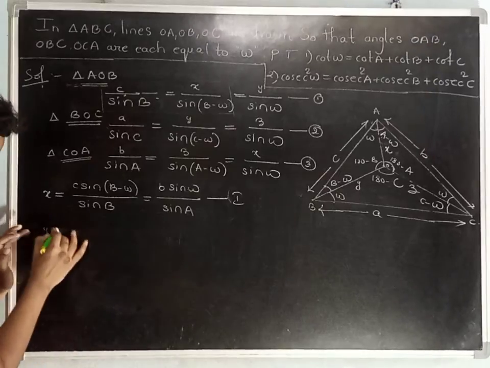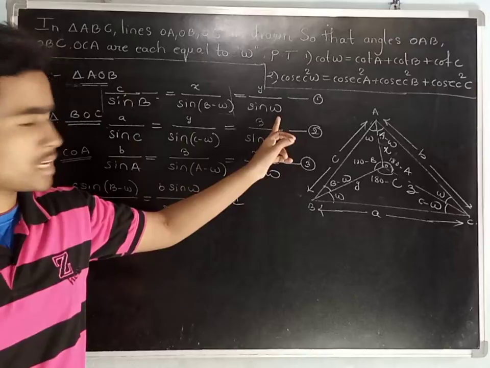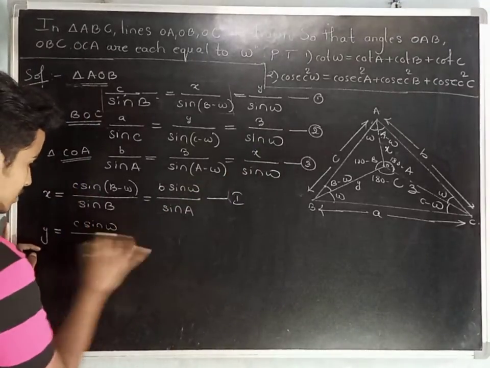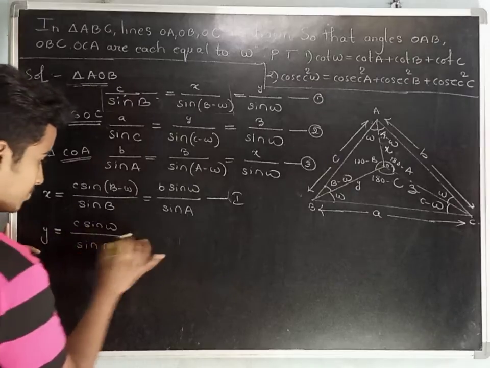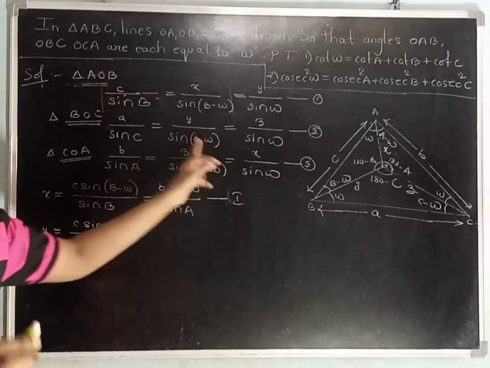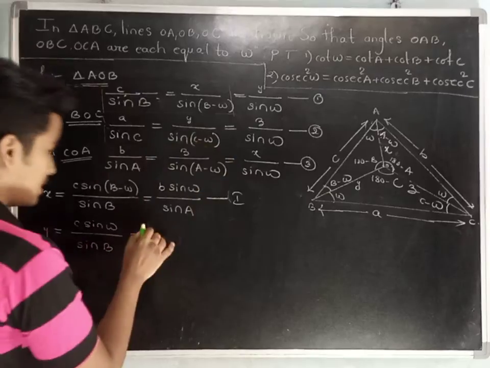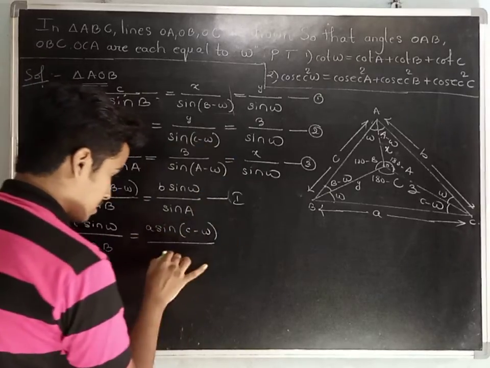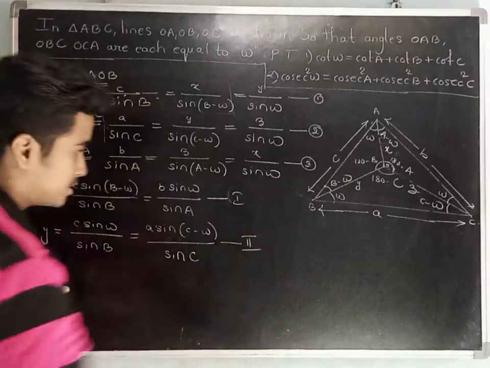Now, Y is equal to C by sine B is equal to Y by sine omega. So, Y is going to be C sine omega by sine B, which is nothing but Y by sine (C minus omega), which is nothing but A by sine C. Simplifying this equality, A sine (C minus omega) by sine C. This is our second equation.